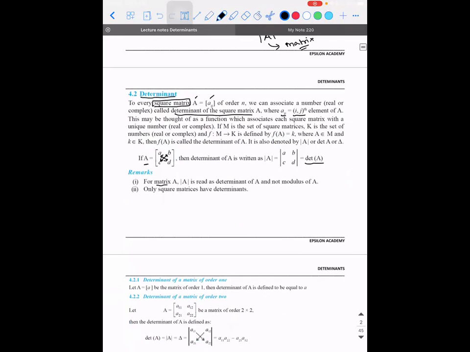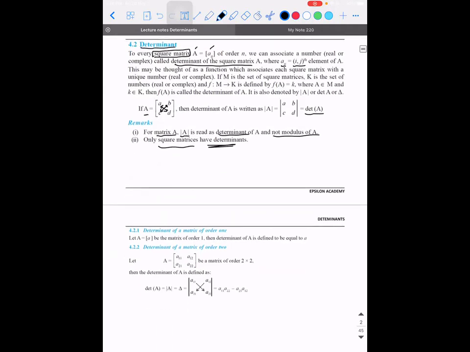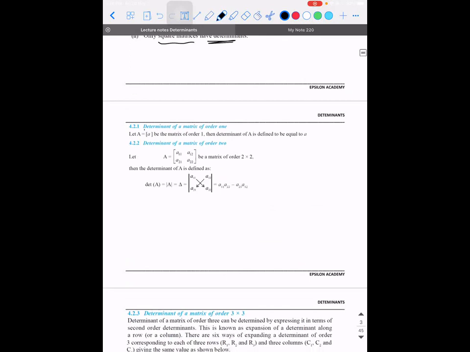So what are the remarks? For a matrix A, det A is read as determinant of A, not as modulus of A. Secondly, only square matrices have determinants. Next comes the third point. If I need to find the determinant of a matrix of order 1, the determinant is nothing but the element which is present in it. So if I have a matrix A, then the determinant of A is nothing but small a. For a 2 by 2 matrix, you cross multiply the first diagonal and the second diagonal. First diagonal's product minus second diagonal's product is what is called as determinant of A for a second order matrix.